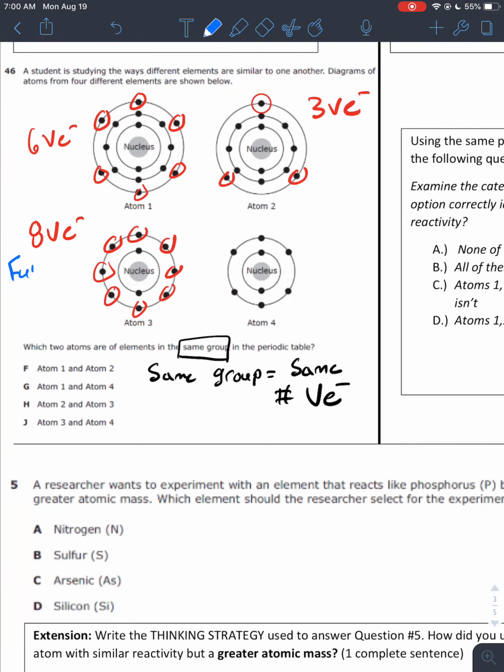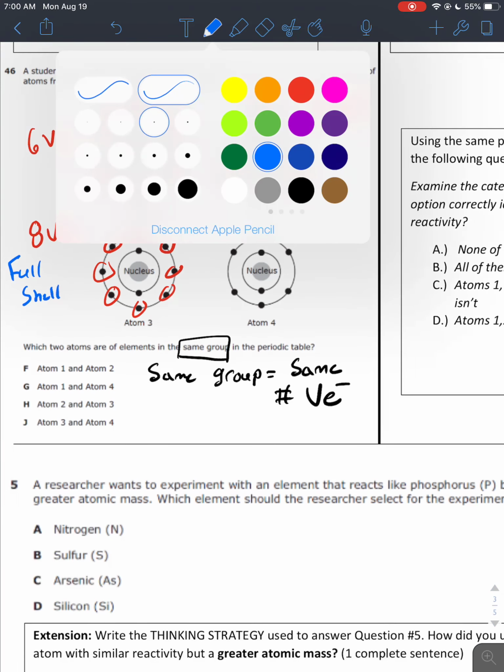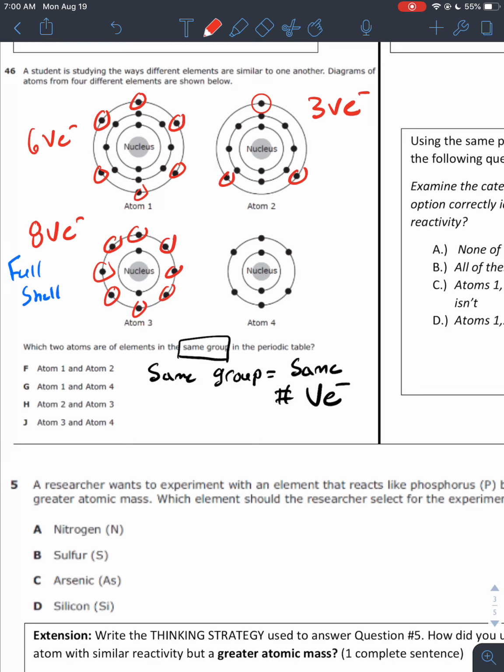Write full shell. Number 8 is that magic number. The van is full. The bus is full. No more electrons can fit in there. If we add another electron, we need another shell. Finally, let's count atom 4. 1, 2, 3, 4, 5, 6. And I think I have found my answer.